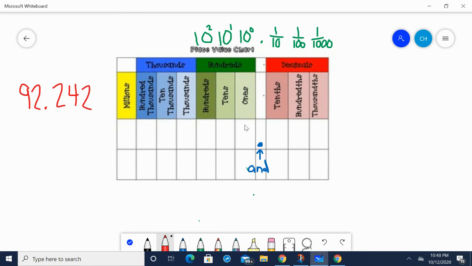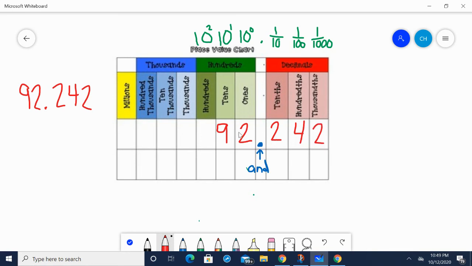Before I try to read it, let's put it in the place value. So I have my decimal point that I kept there. I see that I have a 2 in the ones place, a 9 in the tens place. That's to the left with our whole numbers. Now let's get to our partial numbers. We have a 2 in the tenths place, a 4 in the hundredths place, and a 2 in the thousandths place. So now let's break that down.